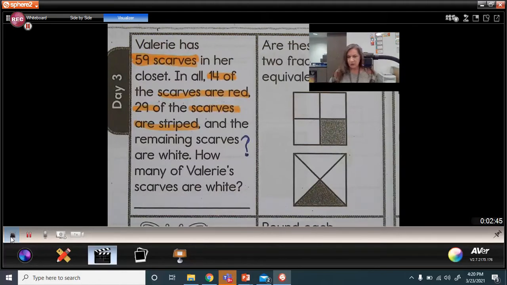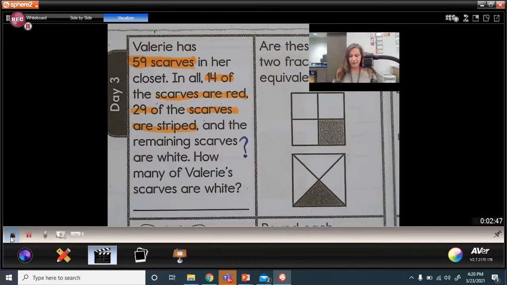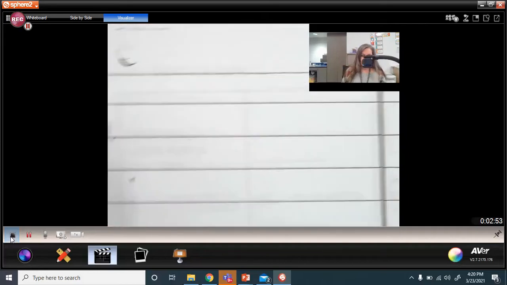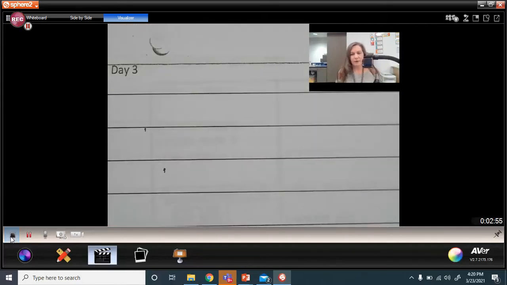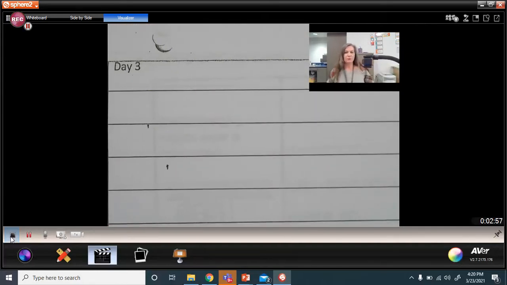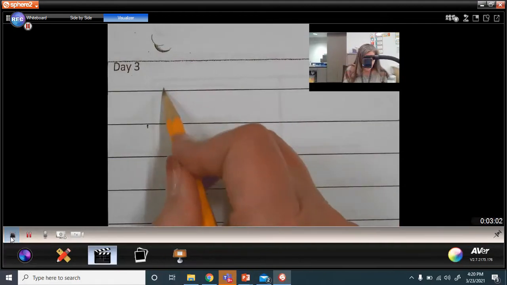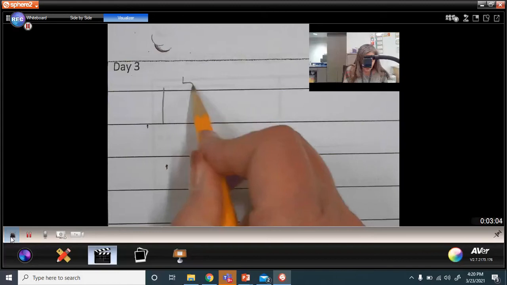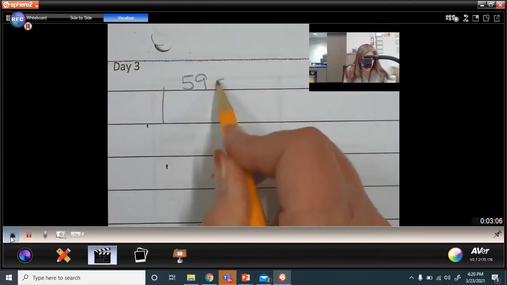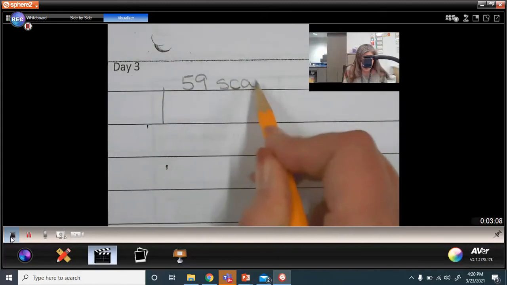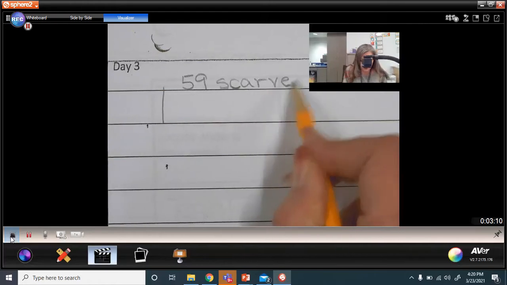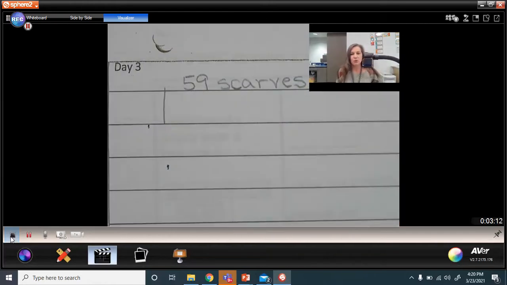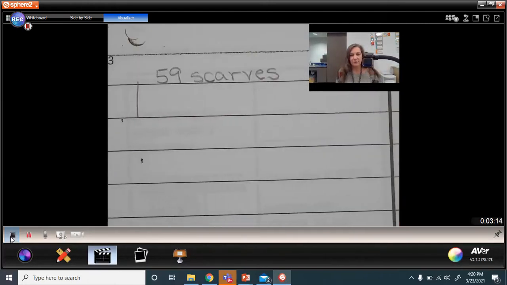So I'm going to turn to the back here, and I'm going to set up my problem using a bar diagram. And remember, each bar is representing a piece of information from our word problem. So the first thing I know is that I have a total of 59 scarves. So my total is going to go here at the top, since that is my total. I know how many scarves I have.